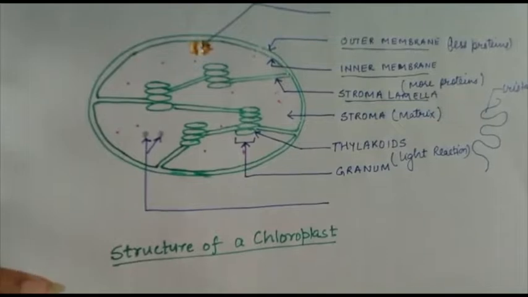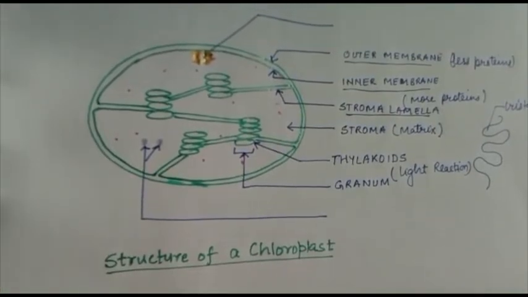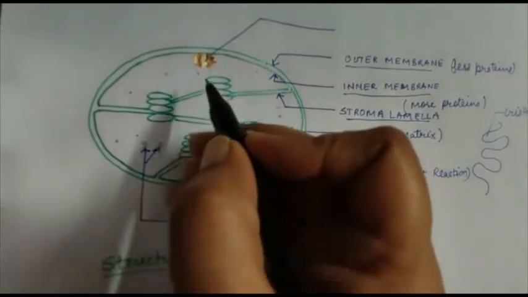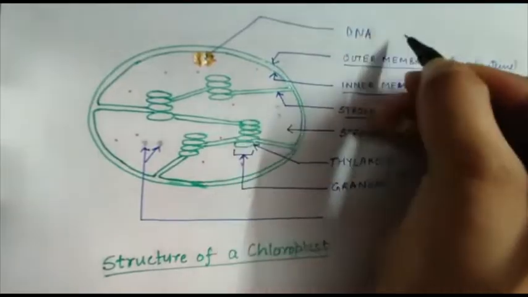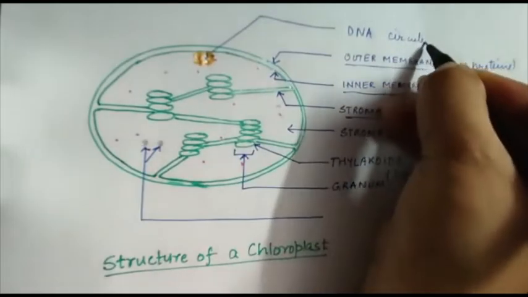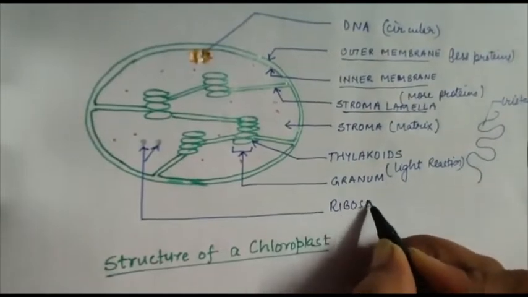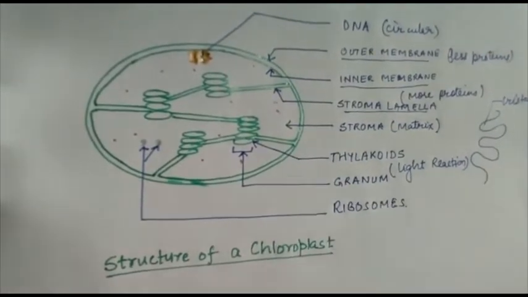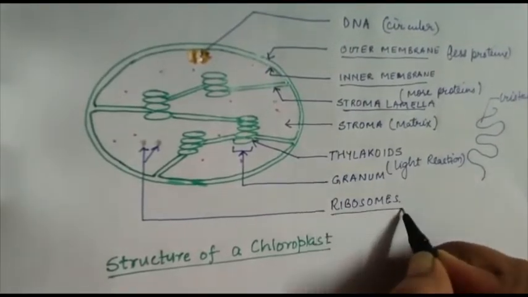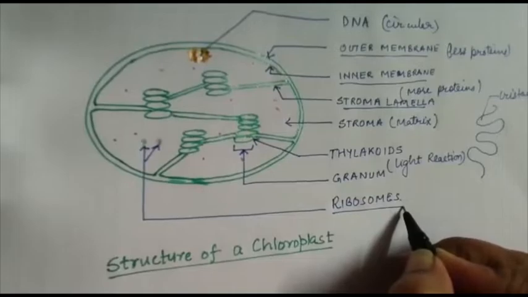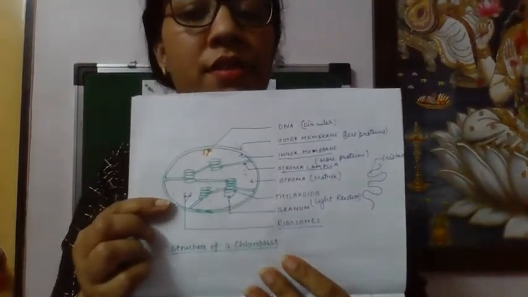Now, the way mitochondria have their own DNA and ribosomes, similarly even in the chloroplast they have their own DNA, which is a circular DNA, and they have their own ribosomes as well. So we can also say that these chloroplasts are autonomous structures. Right. So here we are done with the structure of the chloroplast.